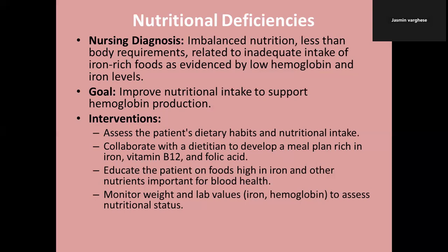Goal, improve nutritional intake to support hemoglobin production. Interventions or planning include assess the patient's dietary habit and nutritional intake, collaborate with dietitian to develop a good meal plan rich in iron, vitamin B12 and folic acid. Educate the patient on food high in iron and other nutrients and importance for blood health. Monitor weight and lab values to assess the nutritional status, especially iron value and hemoglobin value.